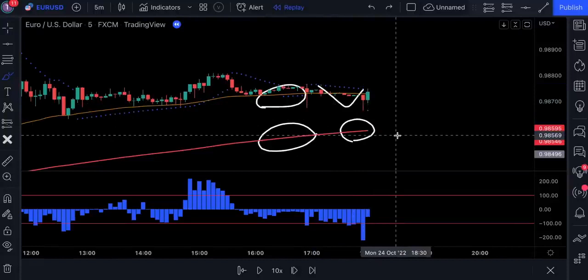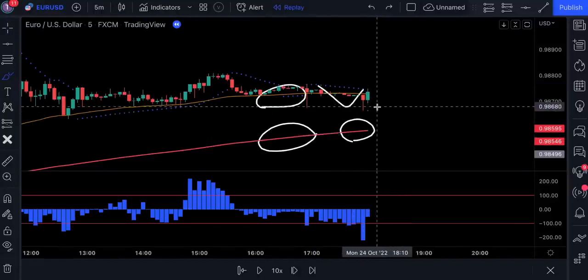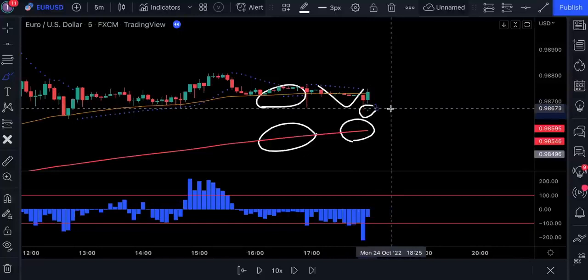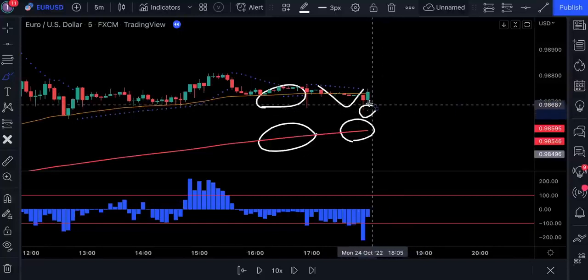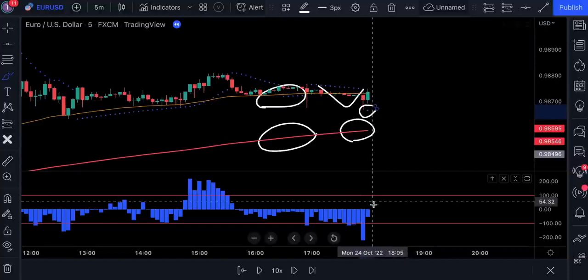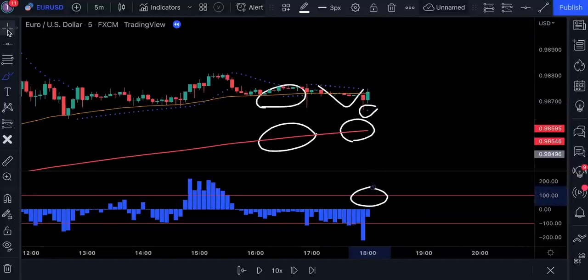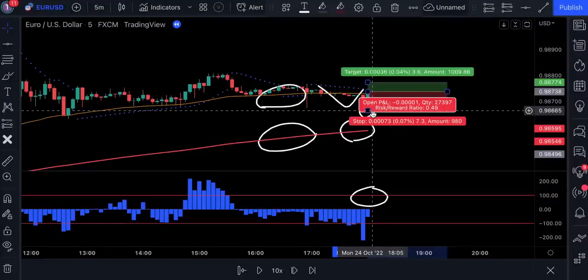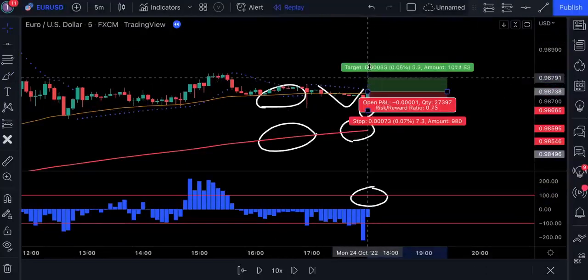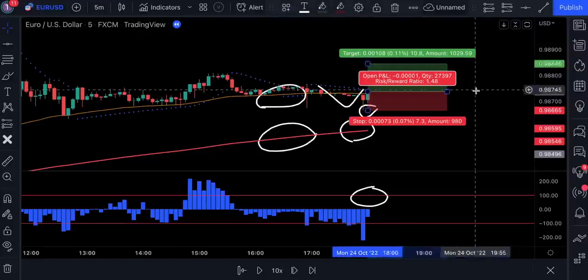Third, the parabolic SAR must shift below the price action, which is a signal to buy. At the time we have this signal, the market must be closed above the 50 EMA with a strong bullish candlestick. And finally, the CCI indicator must not be overbought. The stop loss will be set at the recent swing low. The take profit target will stay at 1.5 times the risk.